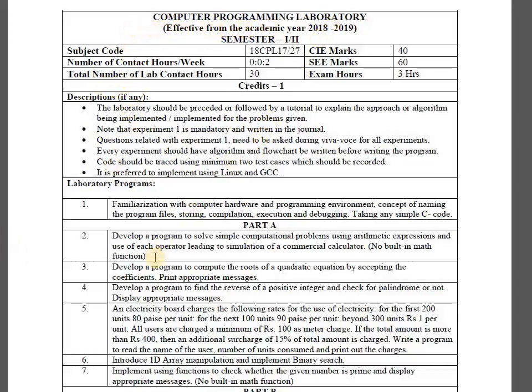In today's lab, I teach you experiment number 5 from part A. That is to calculate electricity bill as per the given problem by the VTU. First, I read out the given experiment for you, so that first you need to understand the problem so that you can write the program for it.